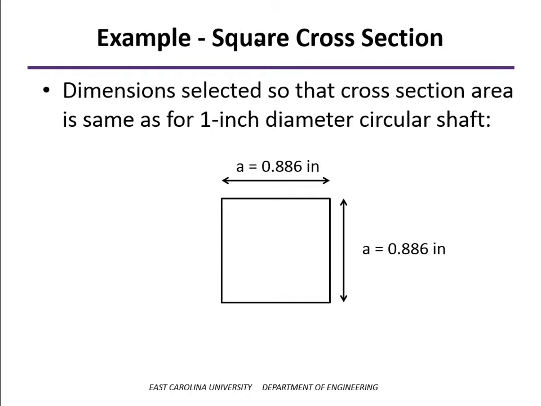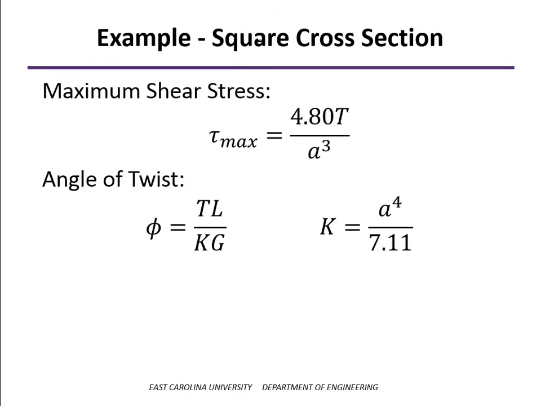For a square cross section, there are tabulated values of that. The maximum shear stress comes out to 4.8 times the torque divided by the side dimension cubed. And we can still use the same equation for the angle of twist. However, this value of K is called an effective polar moment of inertia, and for this square cross section, it's a to the fourth divided by 7.11.